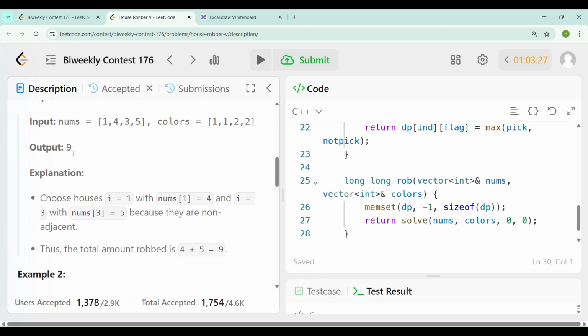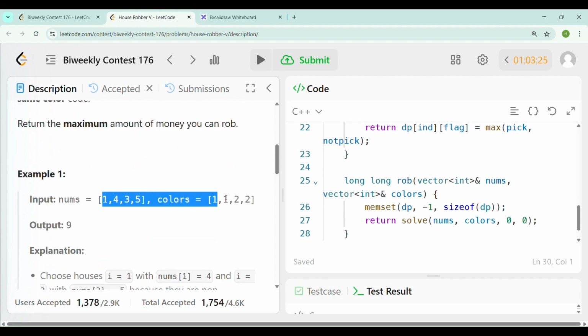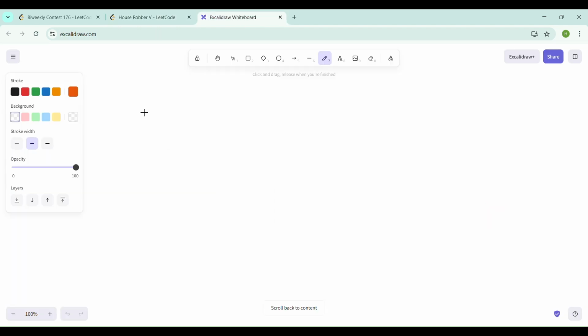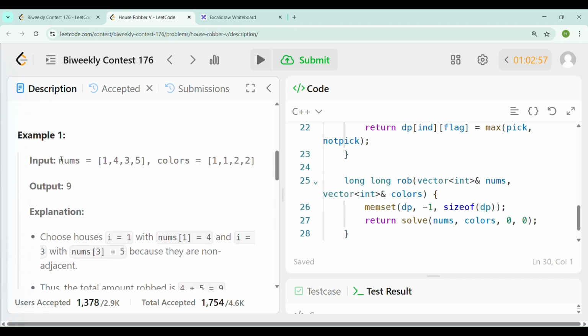Let's look at the example. Like this example, if you look at this, right? So what is the valid or the maximum amount of money that you can steal? First, if you pick up this house, right, this color 1, you will get rupees 4. And after that, if you pick this house, you will have a color code of 2, and 1 and 2 are not the same, and the total money that you will get is 4 plus 5. Wait, let me just quickly show you this.